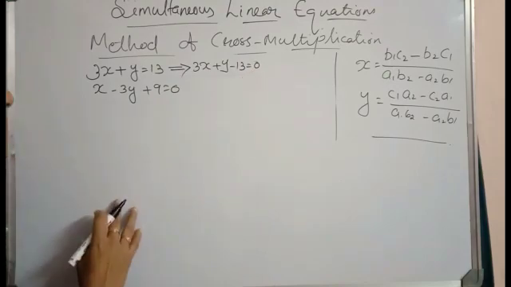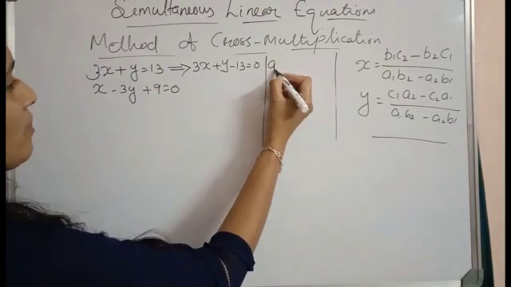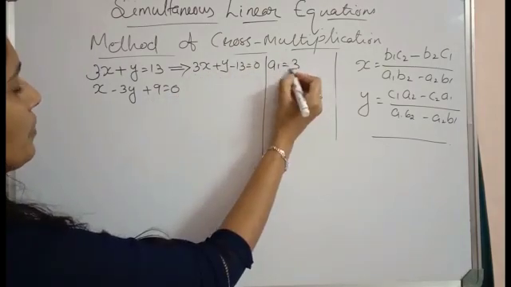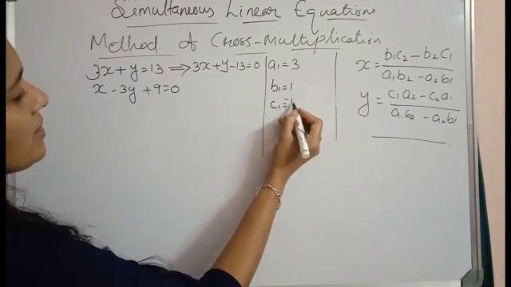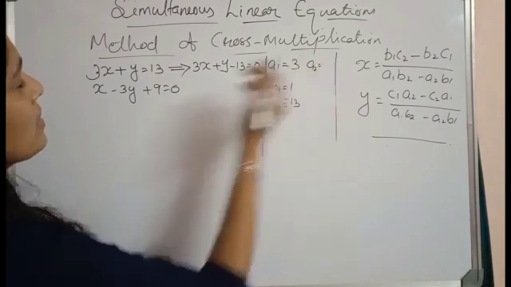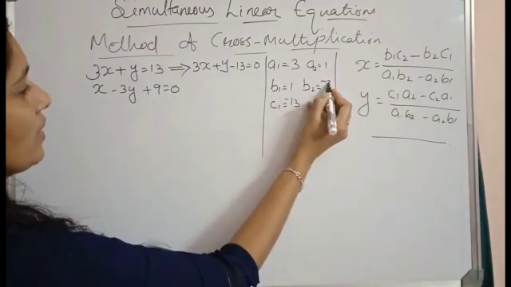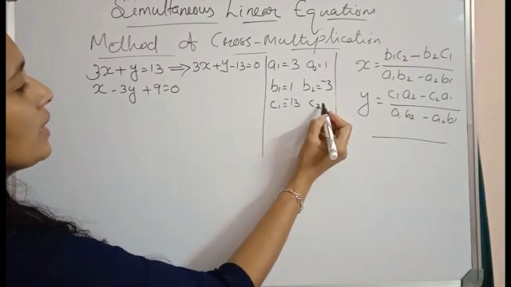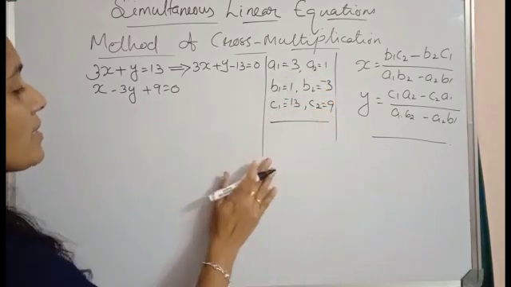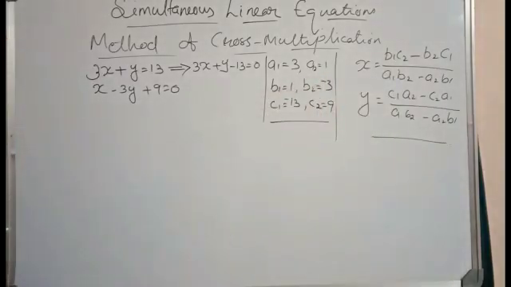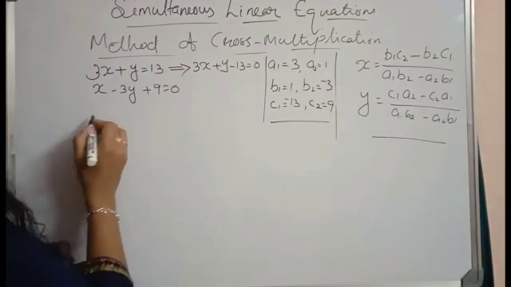Now let's find the values of a1, b1, c1, a2, b2, c2. What is a1? 3. b1 is 1. c1 is minus 13. And a2 is 1. b2 is minus 3. And c2 is 9. So this is how you get the values. Now let's substitute these values in the expressions for x and y and find out the values of x and y. So let's find x.